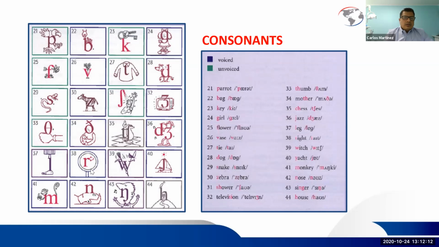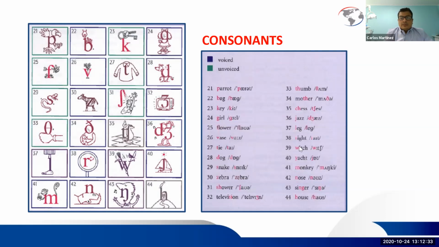Number 37, l, leg. Okay, l, leg. The next is the word right. R, r, it sounds. It's not like the Spanish r, right? No, this is just r, right.